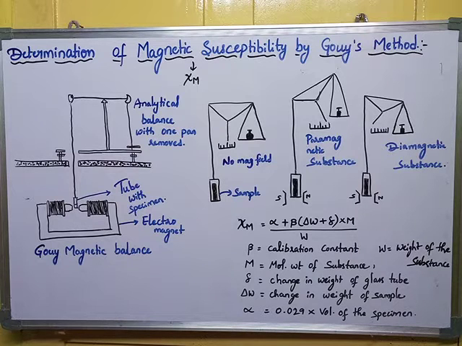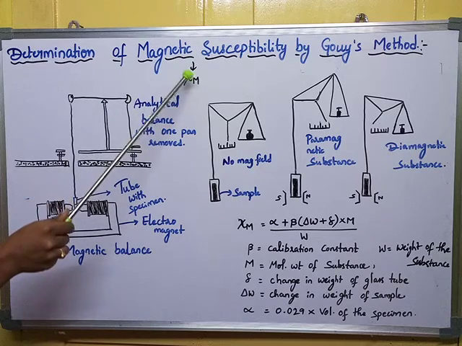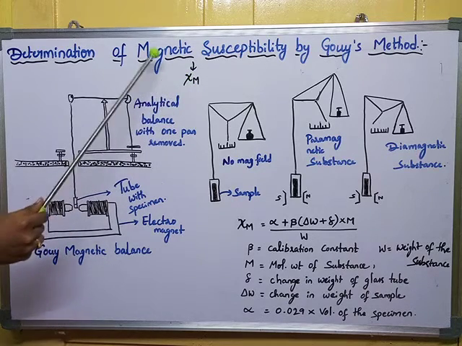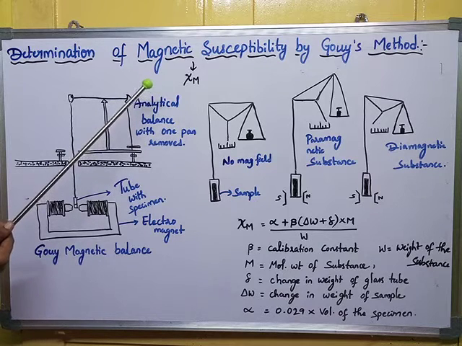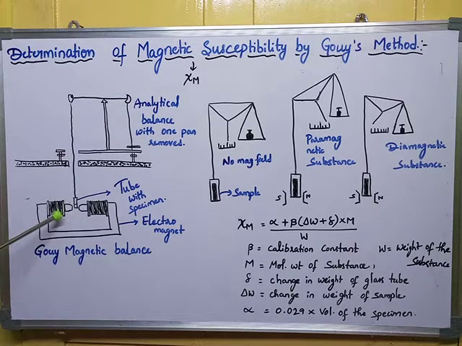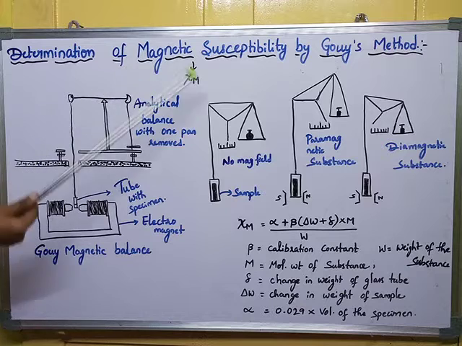So what is meant by magnetic susceptibility? It is indicated by the symbol chi M, and magnetic susceptibility means degree of magnetization. When you keep any substance in between magnetic fields, how much of the magnetic field is attracted by the substance, how much it gets magnetized, that is called magnetic susceptibility.